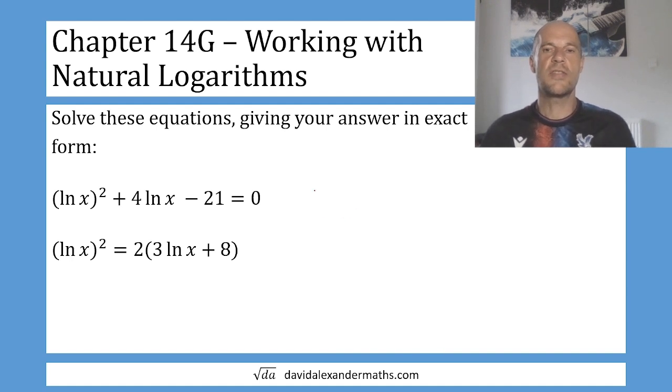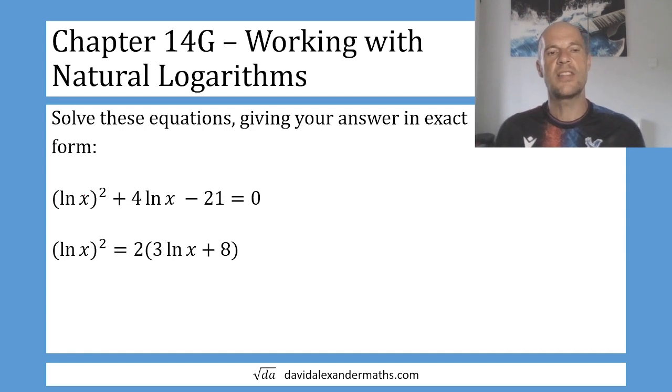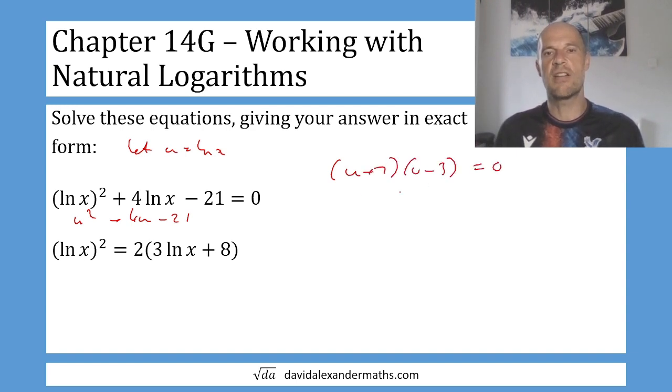Solve these equations giving your answer in exact form. So again, in terms of ln or e, this is another disguised quadratic. You could say let u equal the ln of x, in which case you'd have u squared plus 4u take away 21. So that would factorise to u plus 7, u take away 3 equals 0. So u is -7 and u is 3. So therefore, the ln of x is -7 and the ln of x is 3.